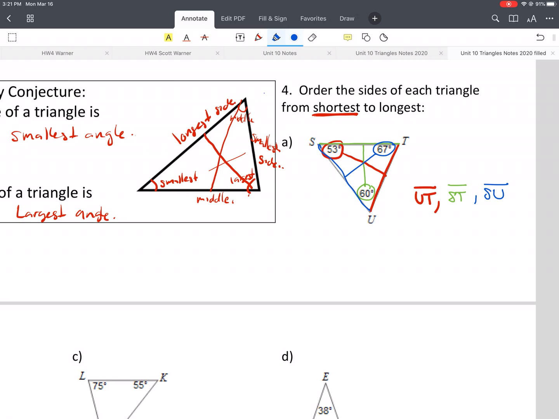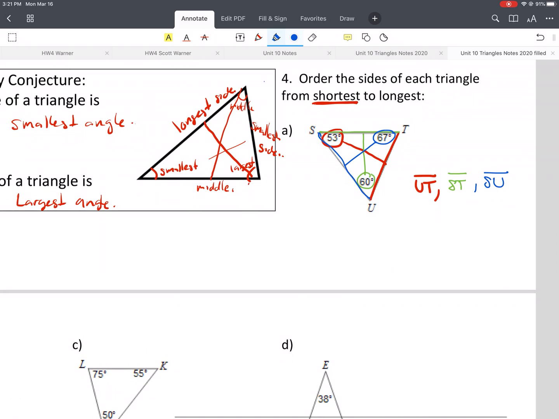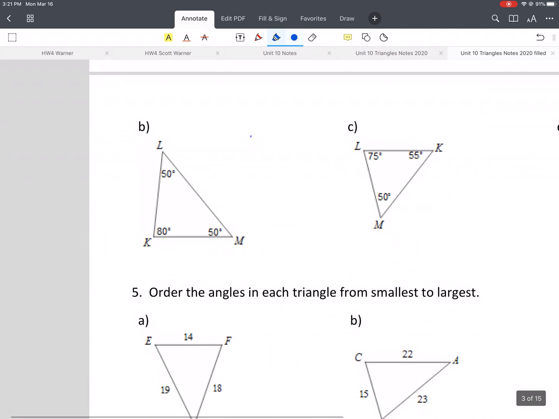Okay, and the order of those letters, like for UT, you could write TU if you wanted to. That doesn't really matter. Usually I do it alphabetically. Okay? All right, so here's another example.